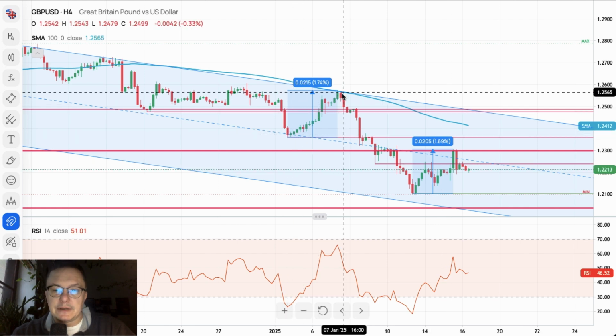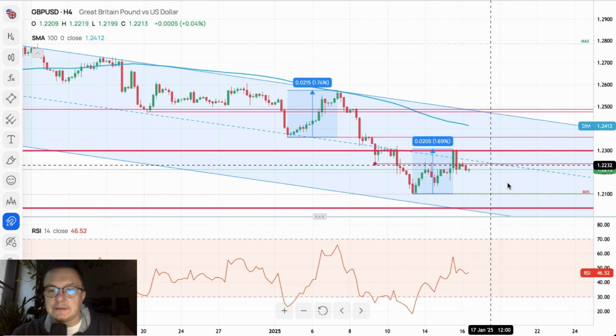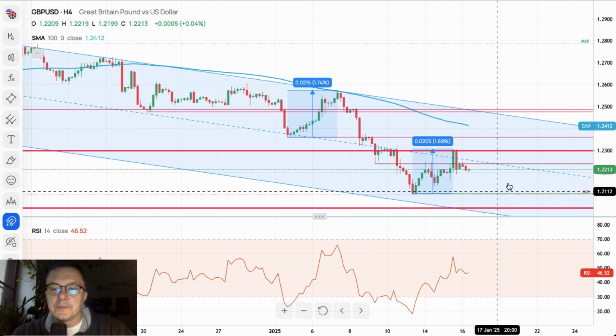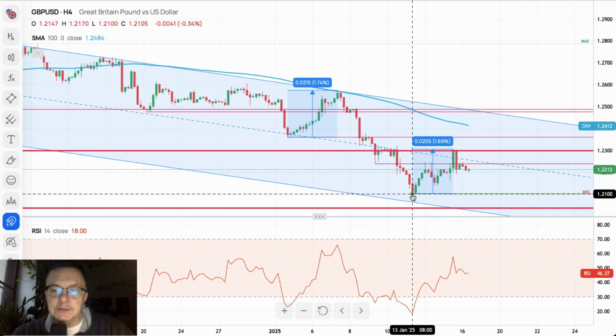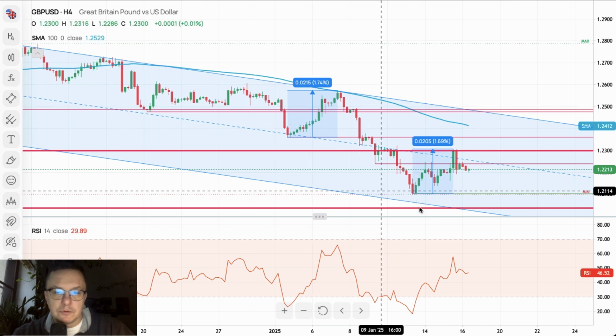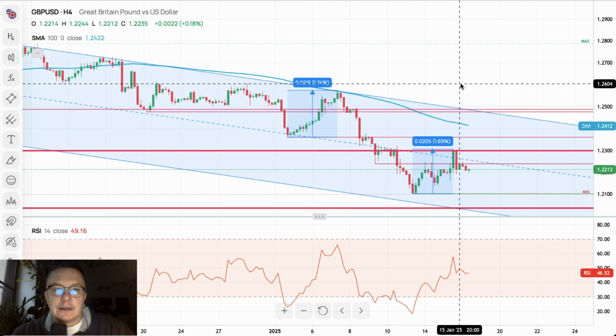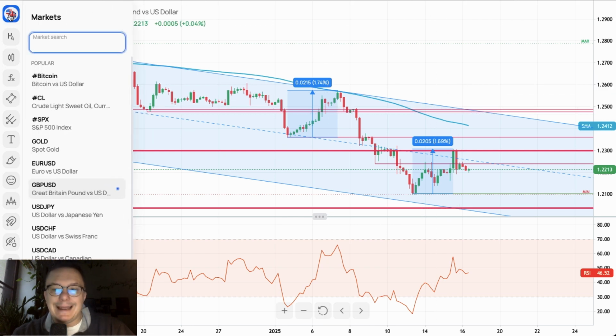So a typical correction: equal corrections mean the downtrend is strong. Next levels to visit for the bears are 1.21 and then 1.2035. So we are getting closer to the 1.2 level anyway. Euro dollar.